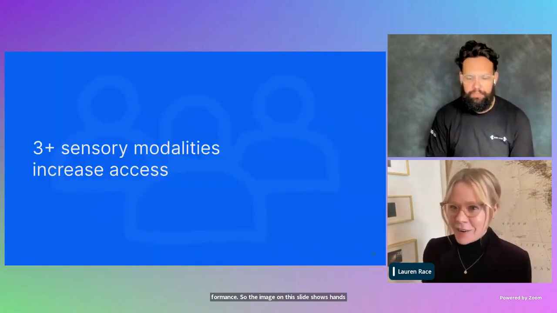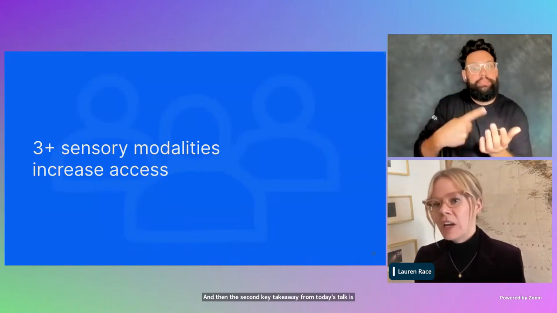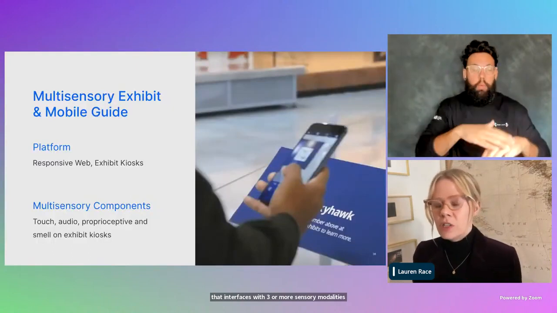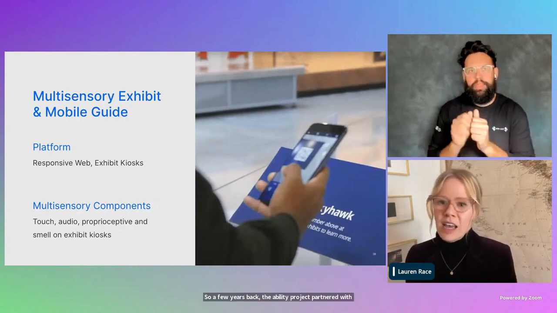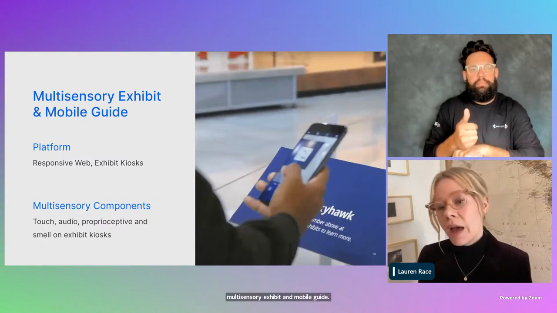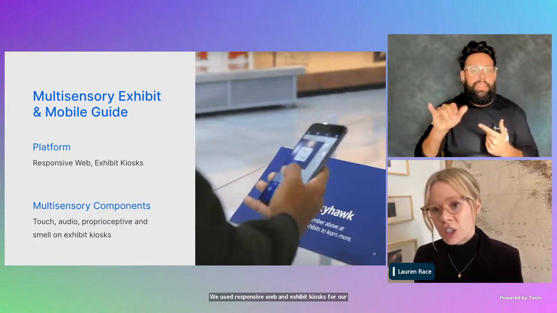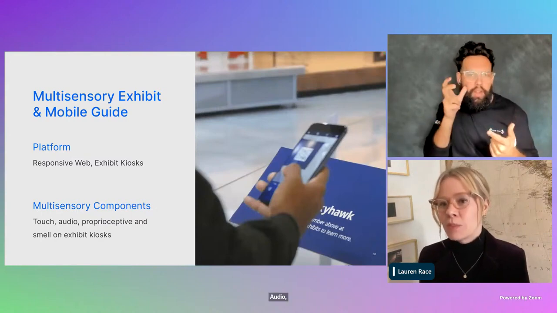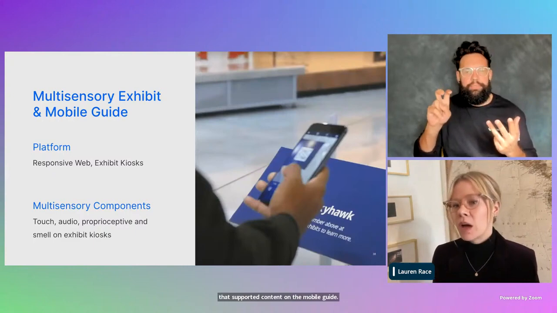And then the second key takeaway from today's talk is that interfaces with 3 or more sensory modalities increase access for our users. So a few years back, the Ability Project partnered with the Intrepid Museum in New York City, and we designed a multisensory exhibit and mobile guide. We used responsive web and exhibit kiosks for our platforms, and the multisensory components were touch, audio, proprioception, and then smell exhibit kiosks that supported content on the mobile guide. So the image on this slide shows someone using the mobile guide on their phone.